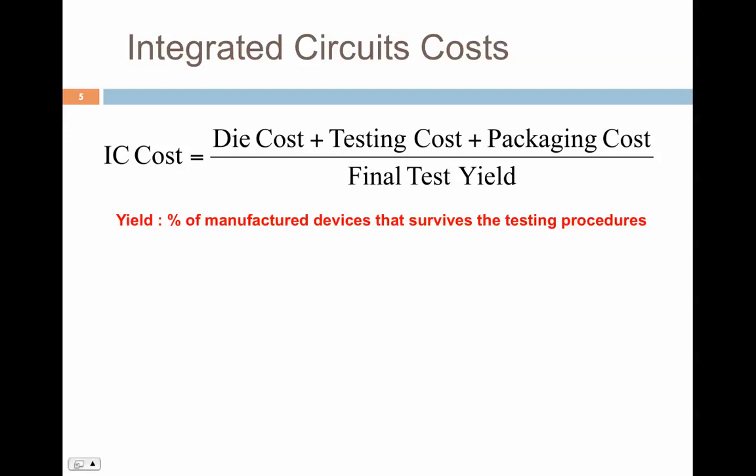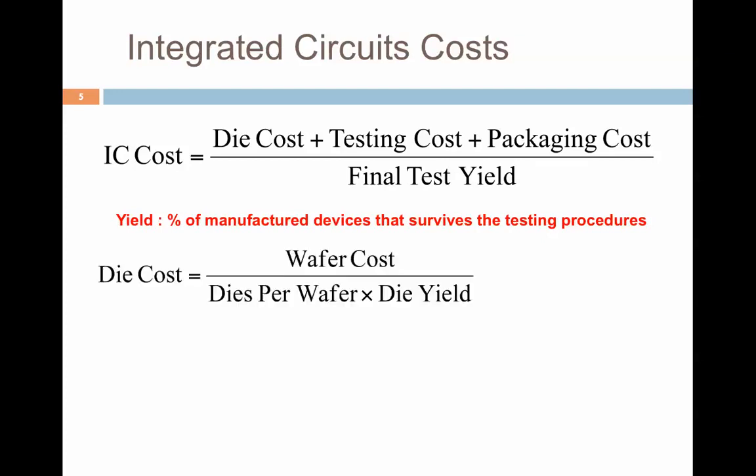Okay. So if you want to see the cost of the die, the cost of the die is nothing but the wafer cost divided by the dies per wafer times the die yield. The standard manufacturing process, which continues even today, is you build a wafer. The wafer has several dies, and you chop them into smaller dies, and each die is then individually tested, then packaged, and then shipped to consumers.